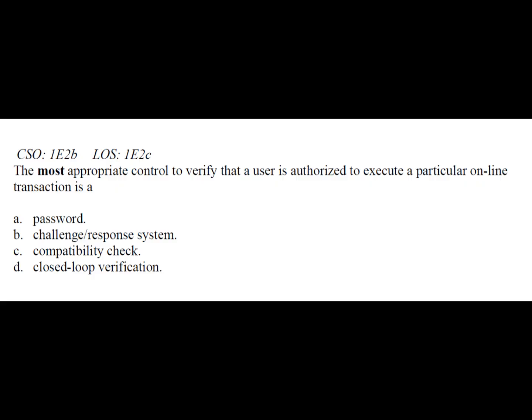C. Compatibility check. Correct. A compatibility check compares the requested transaction with the user's assigned authority, job responsibilities, or access privileges. It verifies that the transaction is compatible with the user's authorization level, making it the most appropriate control for executing a particular online transaction. D. Closed-loop verification. Incorrect. Closed-loop verification confirms that entered data matches existing master file information but does not verify user authorization. Correct answer, C. Compatibility check.